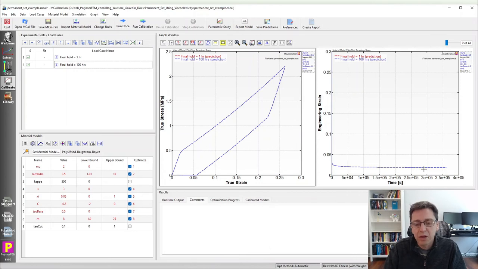Also keep in mind that real polymers don't really have a permanent set that's easy to define, because if you take a polymer and you do a test and then you measure the residual strain right after the test, then you typically get a different value than if you had waited an hour or a week and then you go back and measure it again. Polymers tend to recover slightly over time, and that's why the concept of residual strain is not perhaps the best.